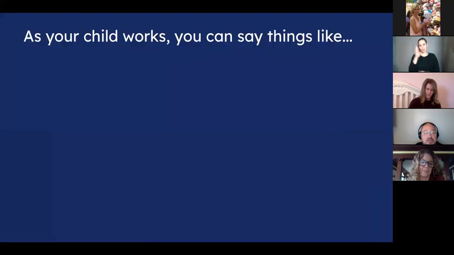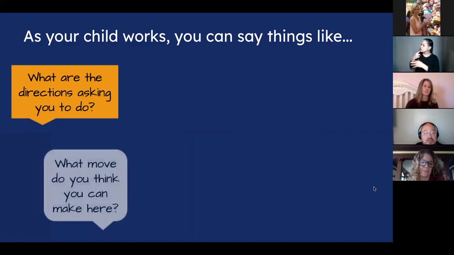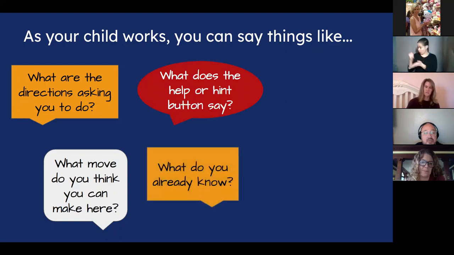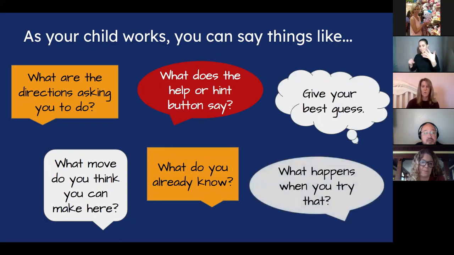As your child works, instead of telling them how to do something, consider saying things like, what are the directions asking you to do? What move do you think you can make here? What does the help or hint button say? What do you already know? Give your best guess. What happens when you try that? These questions and comments will help your child develop grit and perseverance.